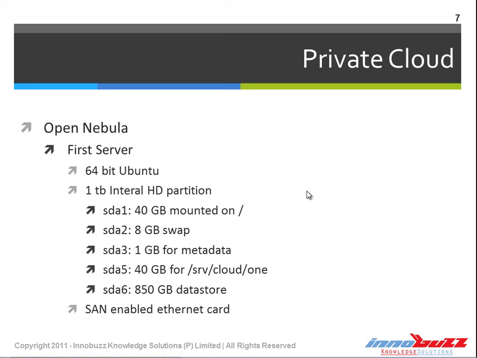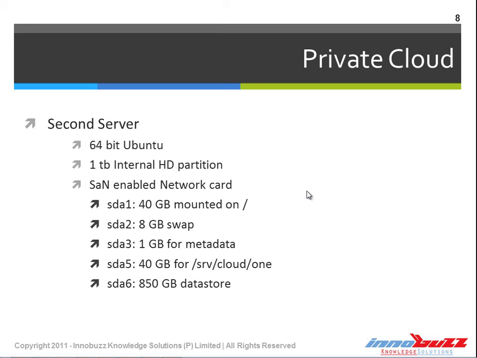The server 1 should support SAN enabled Ethernet cards, and we should have a second server with the same spec as the first. It should also support SAN storage and 1 TB of internal hard disk with the same specification as the first server, and it works on top of a Xen hypervisor or a KVM based hypervisor.